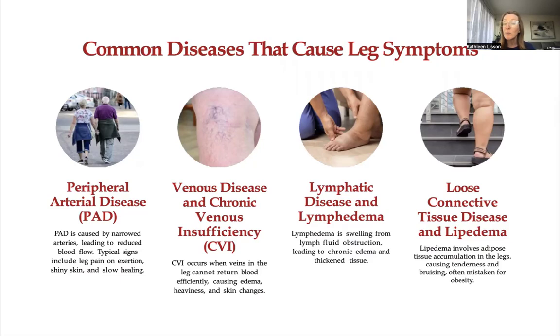And the final one we're going to talk about is loose connective tissue disease, specifically lipedema. So lipedema involves adipose tissue accumulation on the lower half of the body. And the different things that are going on with this disease, some call it a syndrome, is causing tenderness and bruising. It's often mistaken for obesity.